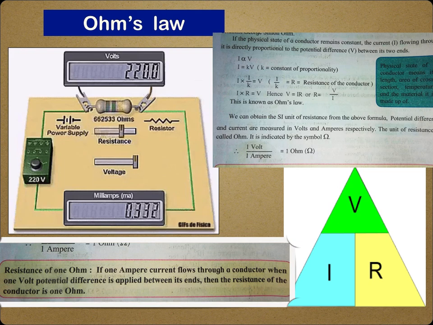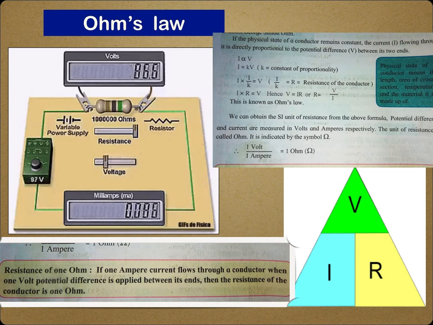If we decrease the voltage, then the flow of current will also decrease. If we increase the resistance, then the flow of current will decrease, and if we decrease the resistance, the flow of current will increase. So we have understood what is Ohm's law.